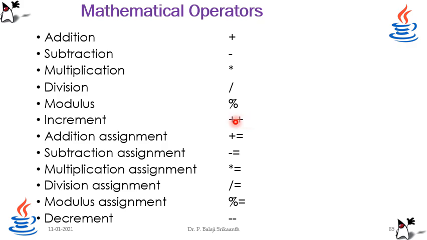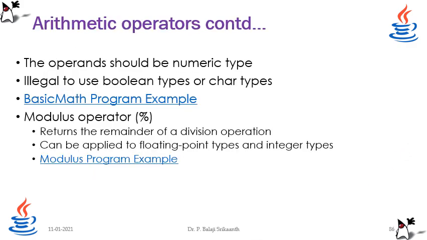The double plus is the incrementing operator, and these arithmetic operators are combined with equal to, and they are called addition assignment, subtraction assignment, multiplication assignment, and so on. And this is the decrementing operator. As far as the operands of these arithmetic operators are concerned, they should be of numeric type. You cannot use boolean or character. The modulus operator returns the remainder of a division operation, and it can be applied to floating point types and integer types.